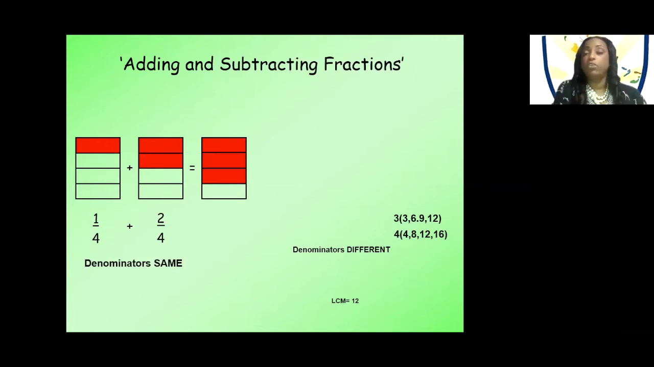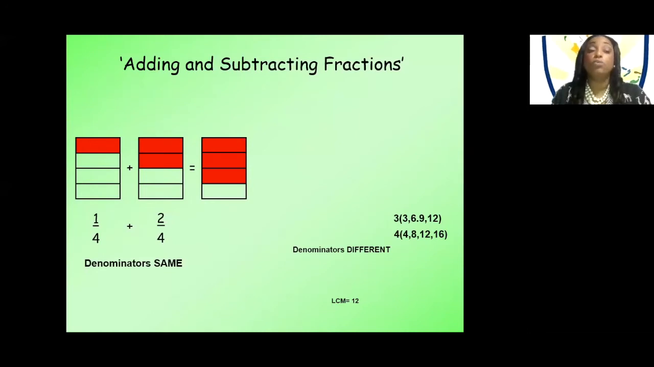In this case, if you look at the screen, you would see where the denominators are the same, that being 4. So now again, you want to work only on your numerator. So here we have 1 and 2. And when the denominators are the same or alike, we don't have to worry about it. We just keep the denominators.